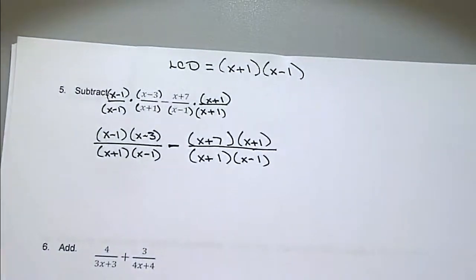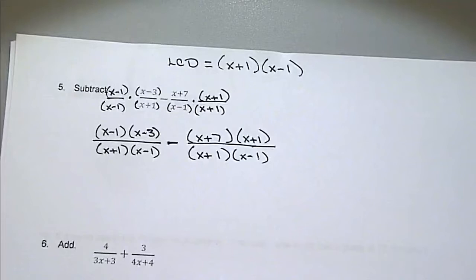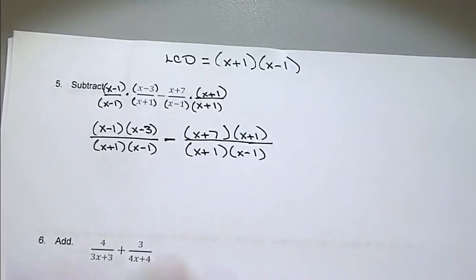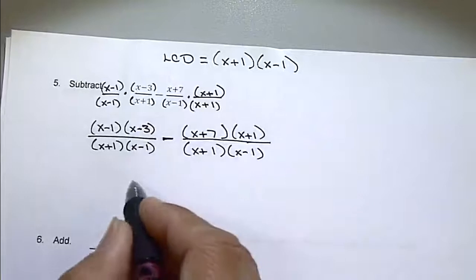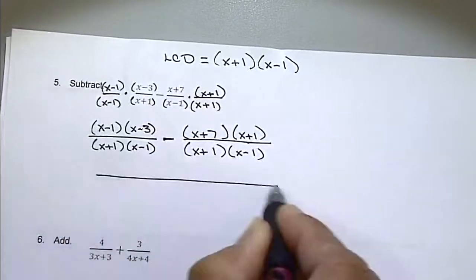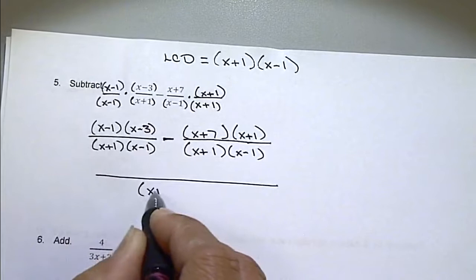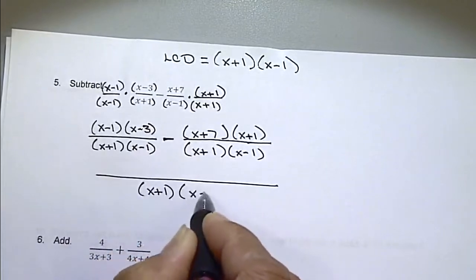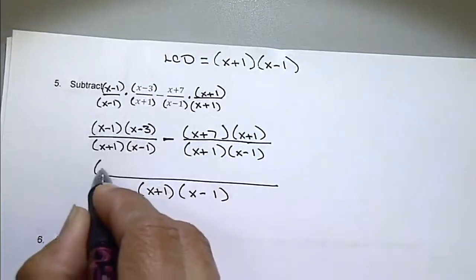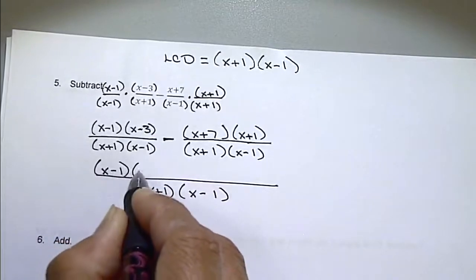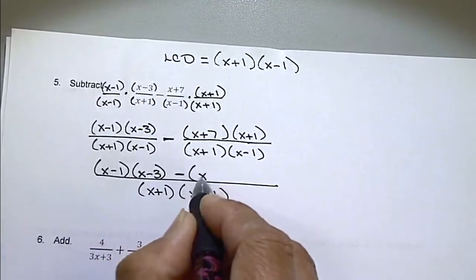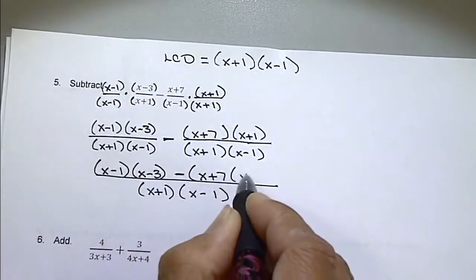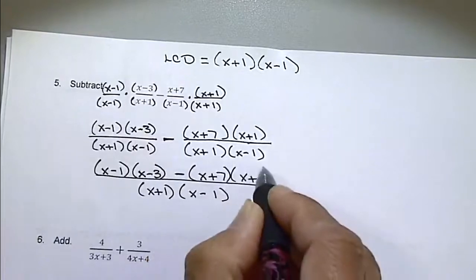Now, some of you are going to want to start cross-reducing, but remember, this is subtraction in between, right? This is not multiplication. We did this so that we could combine these numerators. So what I have really is this. Denominator is the same. The numerators. And this is minus, okay.